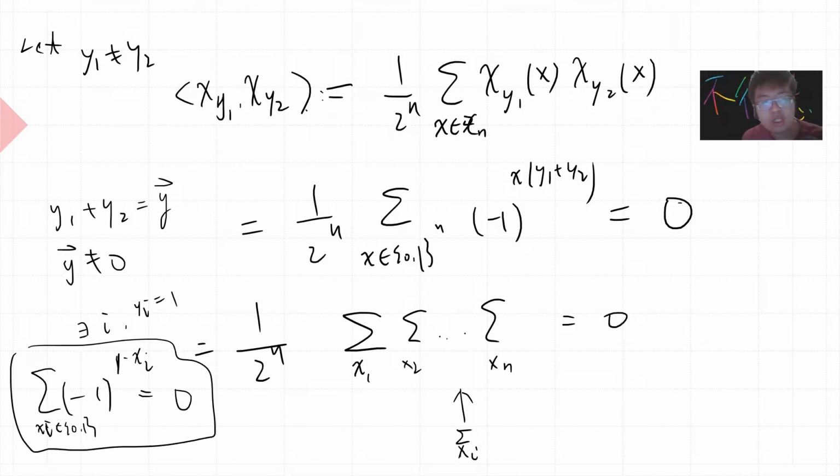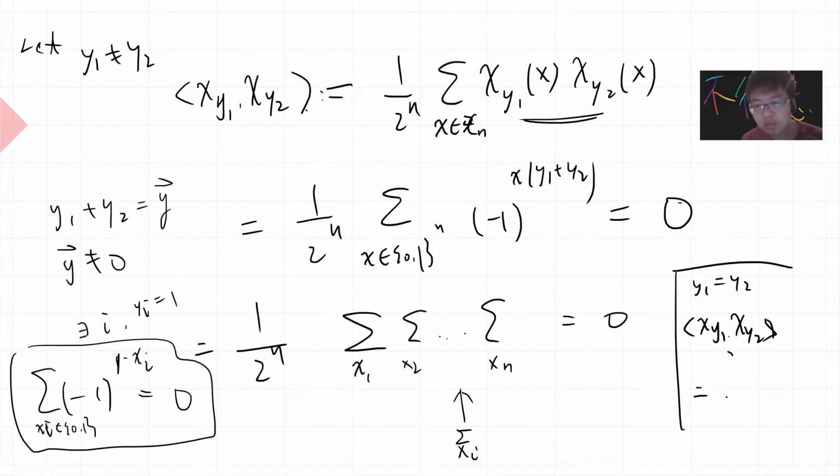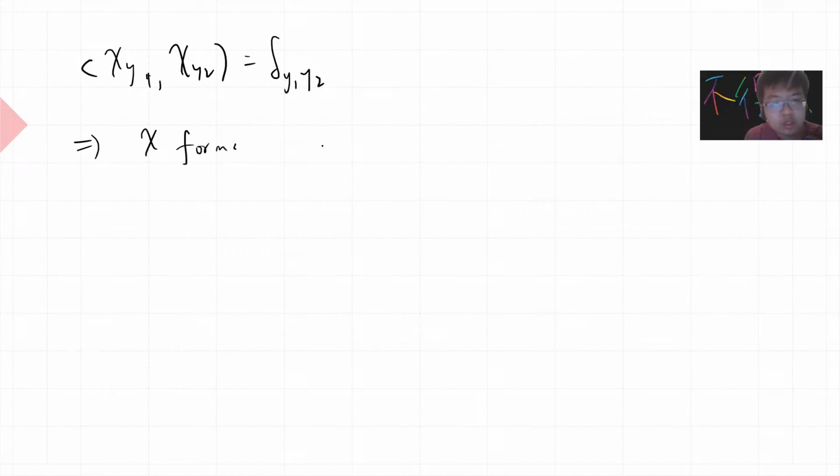So this tells you that chi y1 and chi y2, if y1 is different from y2, give 0. If y1 is the same as y2, then the inner product is 1, since you get 2^n over 2^n, which is 1. So the inner product of chi y1 and chi y2 is delta y1 y2, which means the characters also form an orthonormal basis of the functions on {0,1}^n.